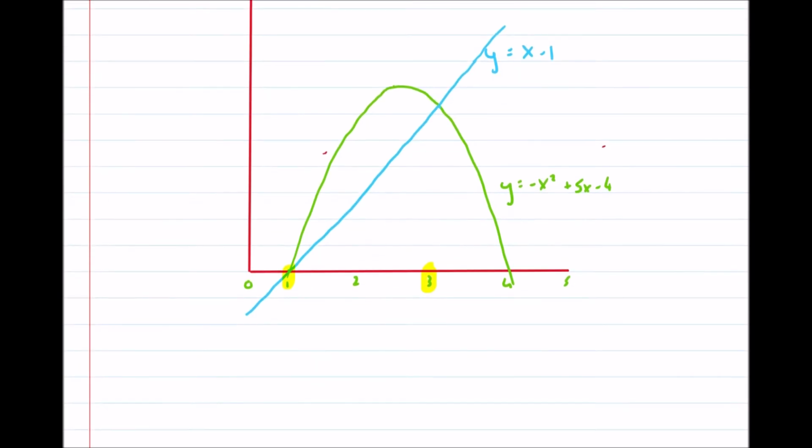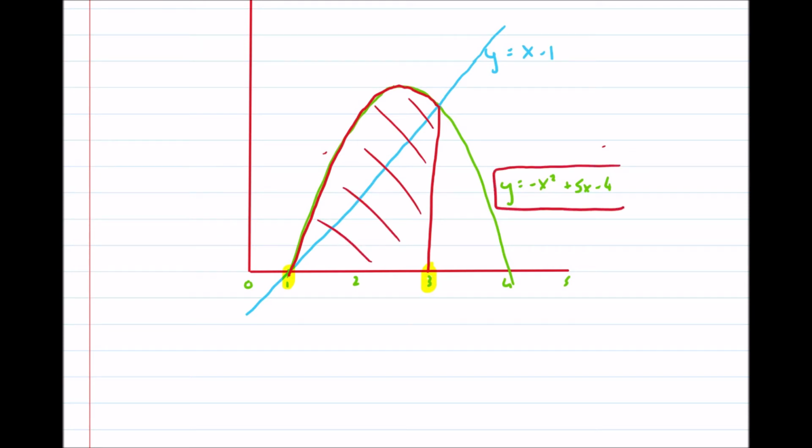Right. So the first thing I'm going to do is get the area from the curve to the x-axis between points 1 and 3, so basically in red here. So all the area in here. So how do I do that? I'll take this function and integrate it. Here it is, minus x squared plus 5x minus 4, and I want to find that between where x is 3 and 1, dx.